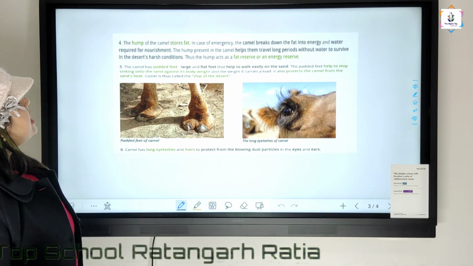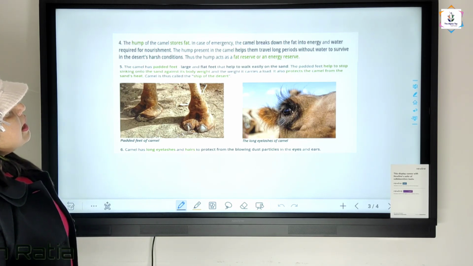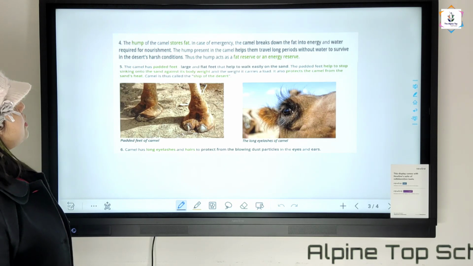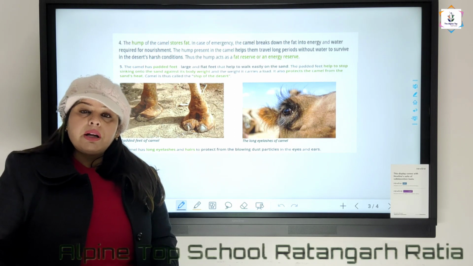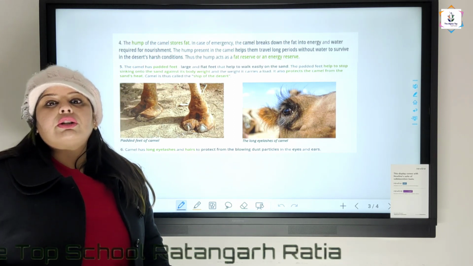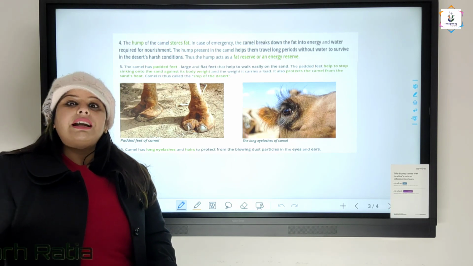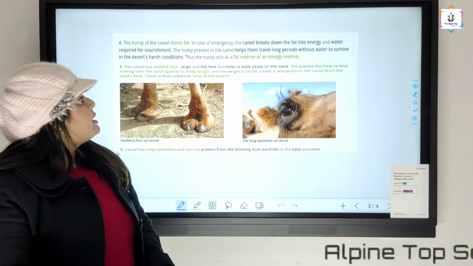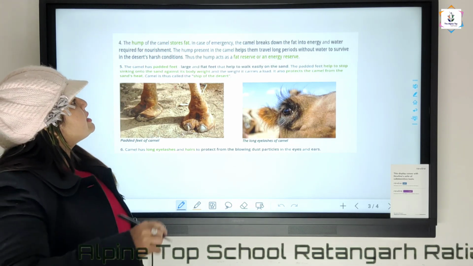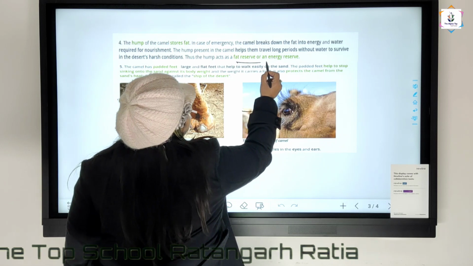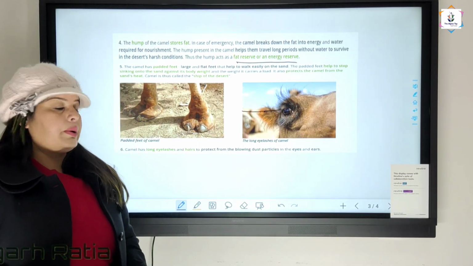The next one is, the hump of the camel stores fat. In case of emergency, the camel breaks down the fat into energy and water required for nourishment. The camel has a hump. In that hump, it can store the fat for further use, so that it can use that fat for further energy. In other words, you can say that the hump acts as a fat reservoir or an energy reservoir during the harsh conditions of the desert area.